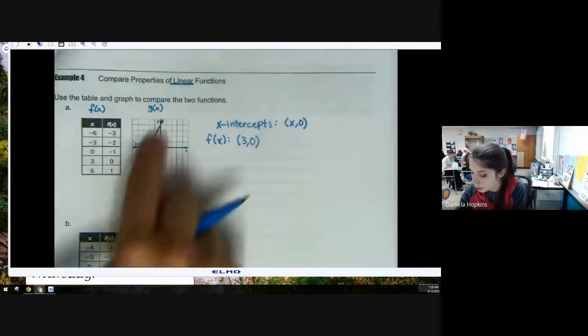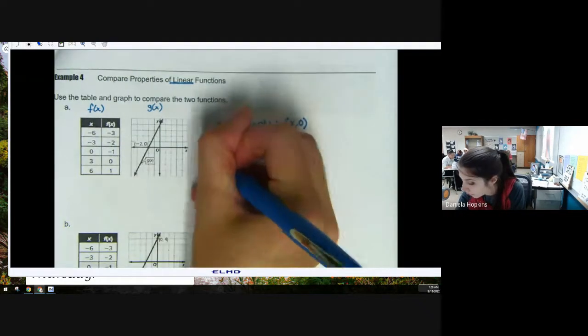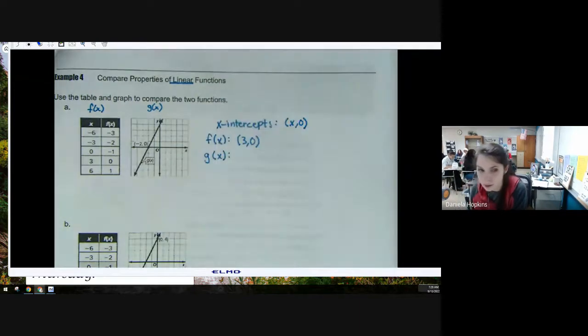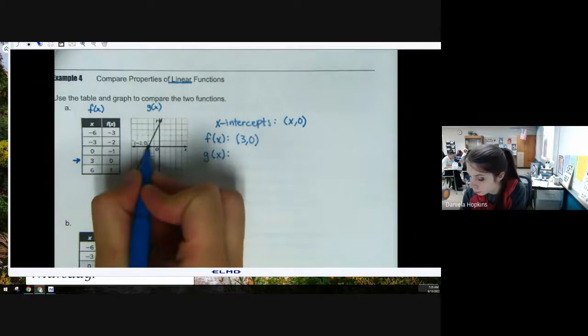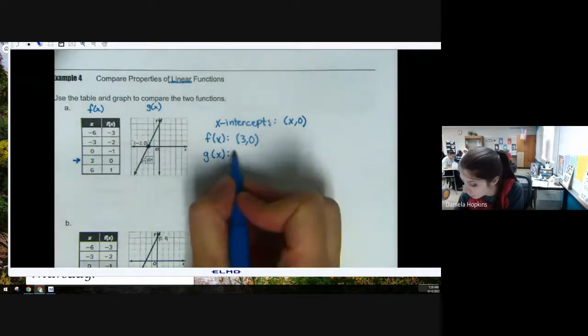Now my picture is my g of x. From that picture, what is my x-intercept there? Negative 2, 0. It's this point right here, right? It's where it crosses the x-axis.